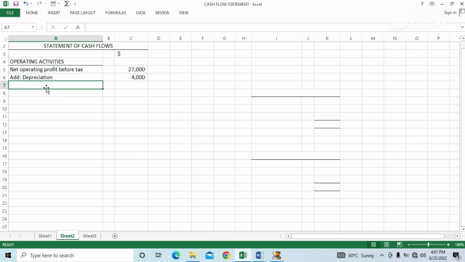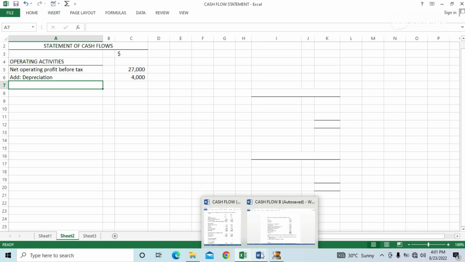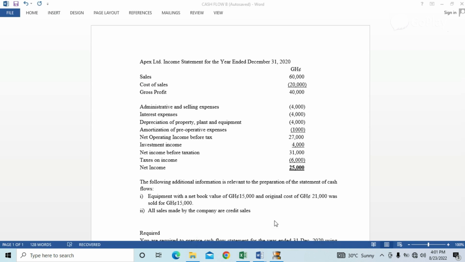So do we have any other non-cash item? If there's any other non-cash item, we need to add it back. Is there any non-cash item in the income statement? No, there's no non-cash item in the income statement. So here we are done with the non-cash items. And likewise, if there were any non-cash items that were added, we would have to subtract them. So here we have no such thing apart from the depreciation.